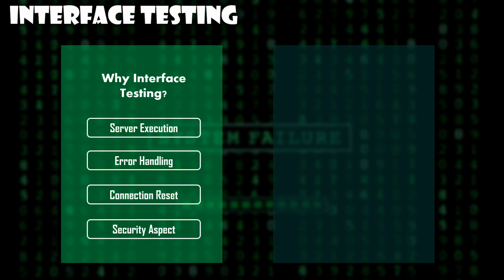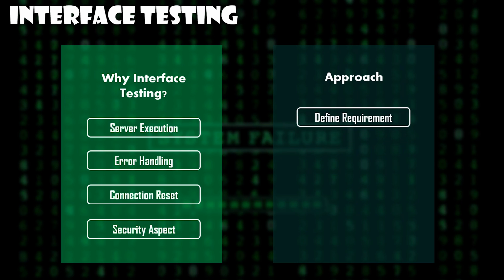Now, let's have a look at a few steps that ensure interface testing is successful. First one is define your requirement. Now, before creating the interface tests, it is essential to understand the application. Hence, try to find answers to questions like what is the purpose of the interface or what is the workflow of the system or application. Now, defining all such answers will help you to understand the requirement.